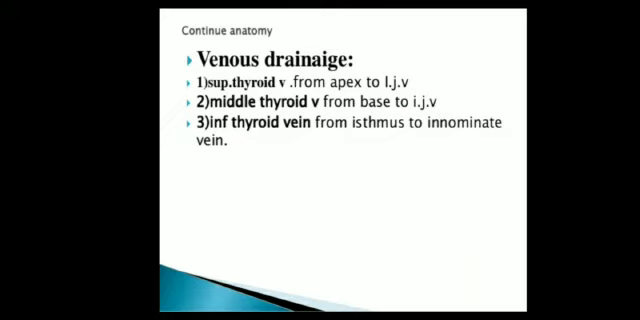Venous drainage of the thyroid gland. Superior thyroid vein drains from the apex, the middle thyroid vein from the base, and the inferior thyroid vein from the isthmus to the innominate vein.